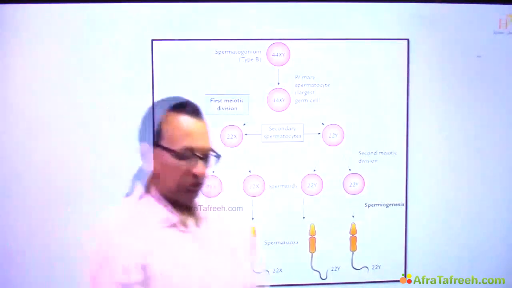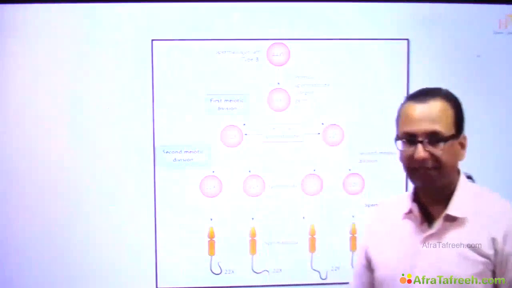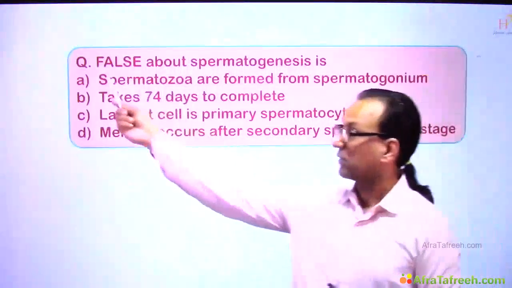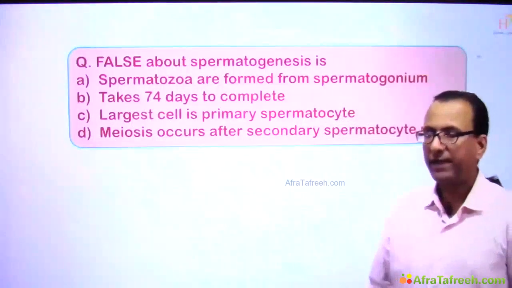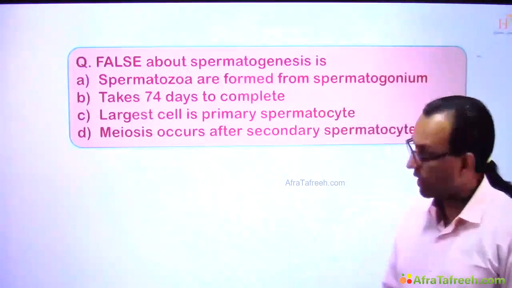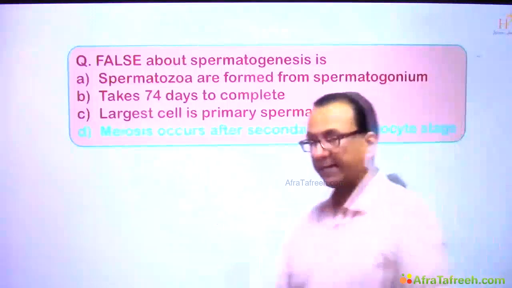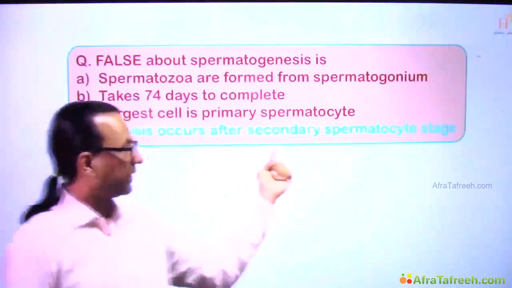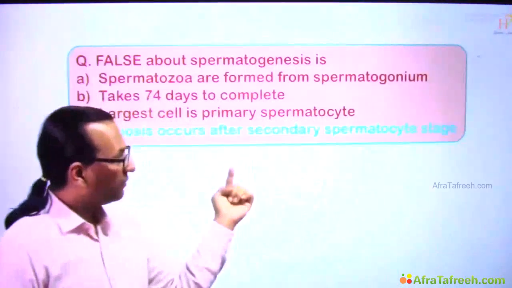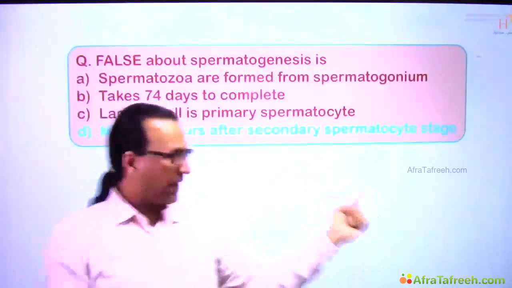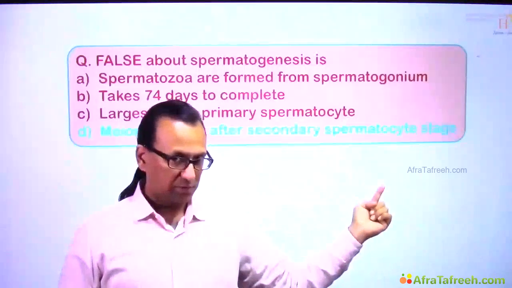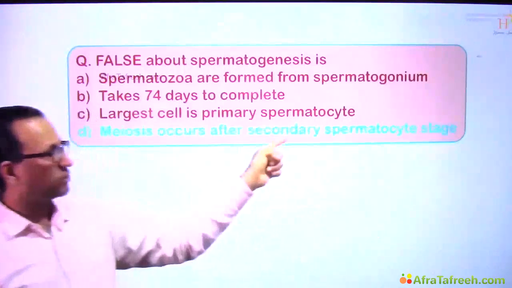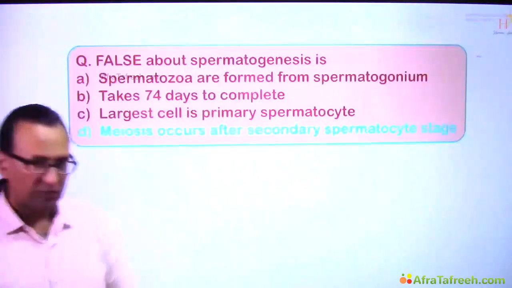So these are some of the questions the examiner is interested in asking. Tell me again, what is the false statement? We have also already known that the answer should be choice number D. But why? Because meiosis starts happening at the stage of the primary spermatocyte and then the secondary spermatocyte. So here it should be primary spermatocyte. That's why this is wrong, this is false, and that is the answer.